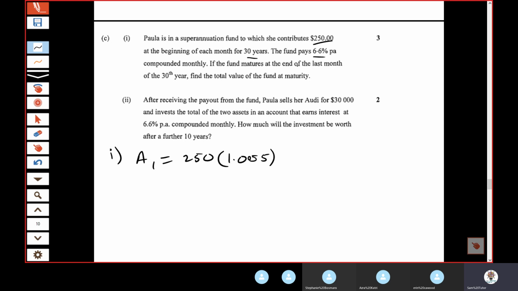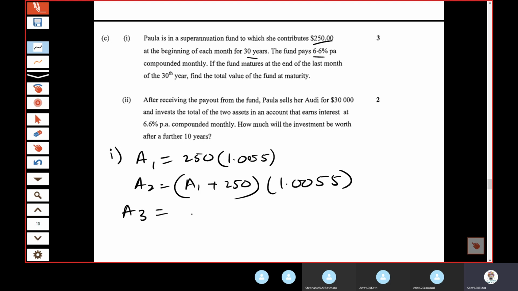Okay. The fund matures at the end of the last month of the 30th year. Yep. So we agree that's A1. A2. What happens? She gets A1 plus she puts in another 250. That again grows. And then A3. She gets A2, grows.